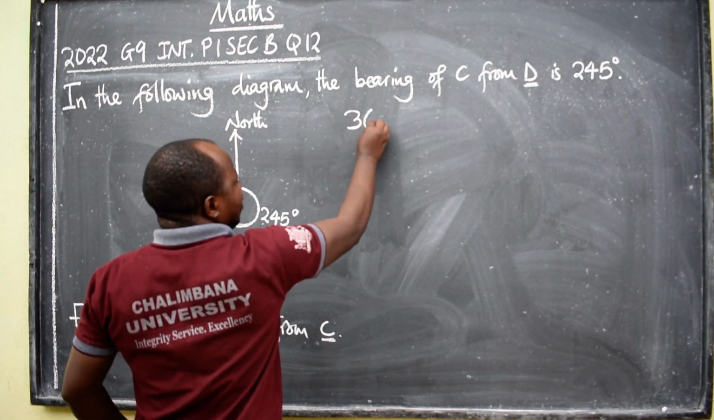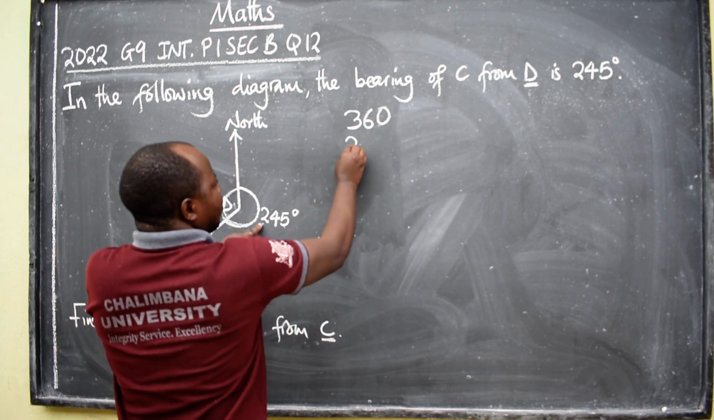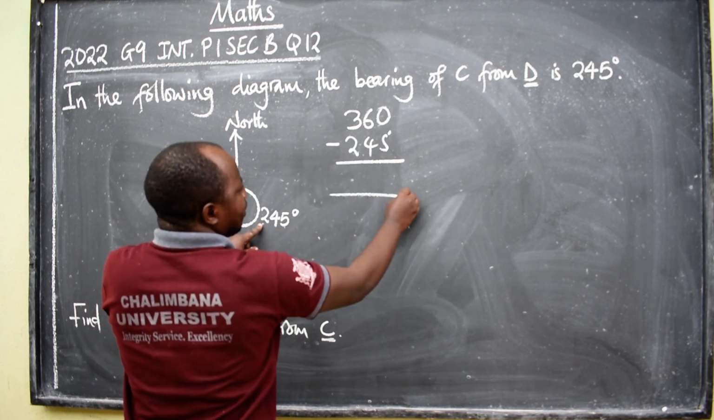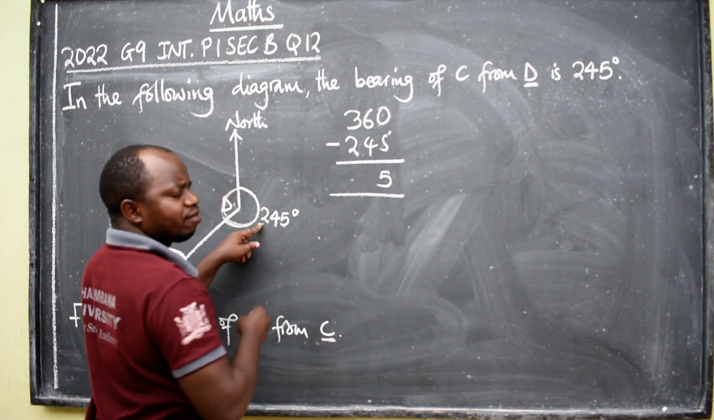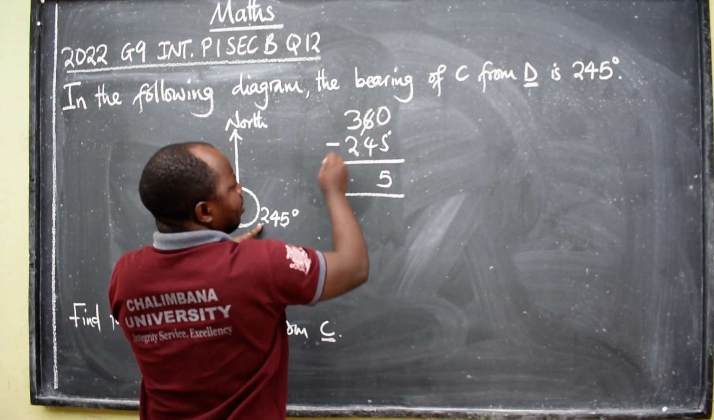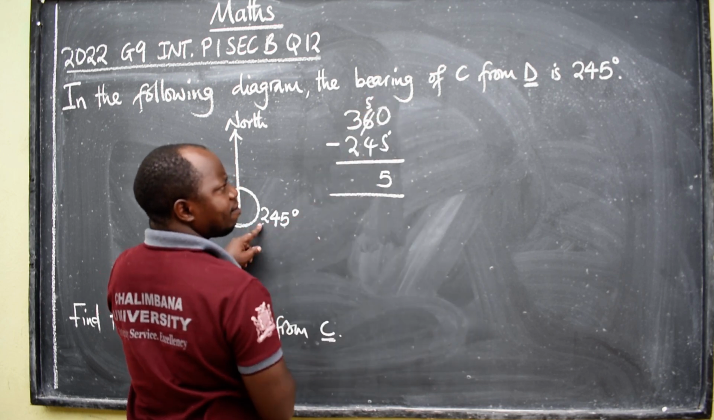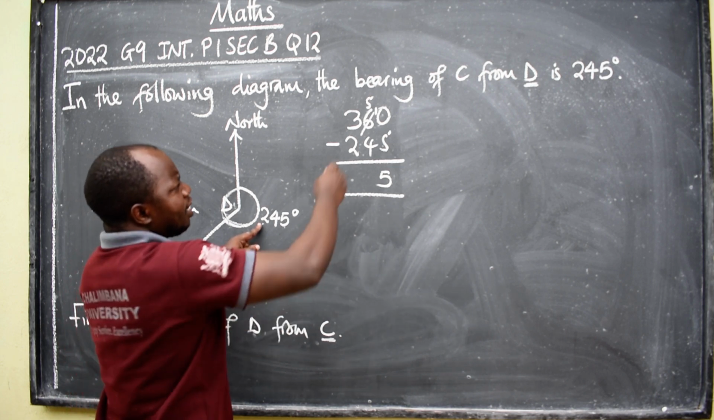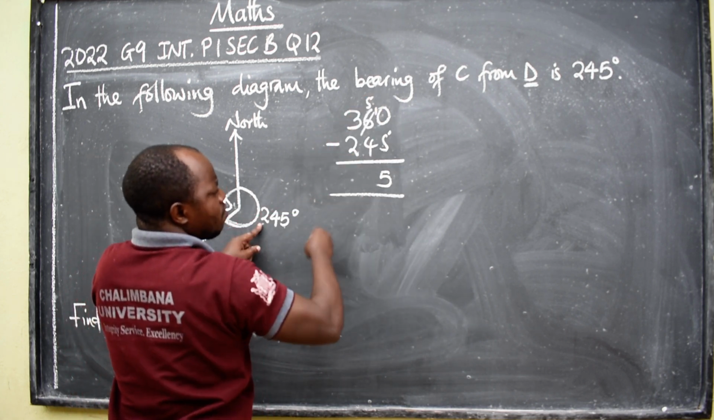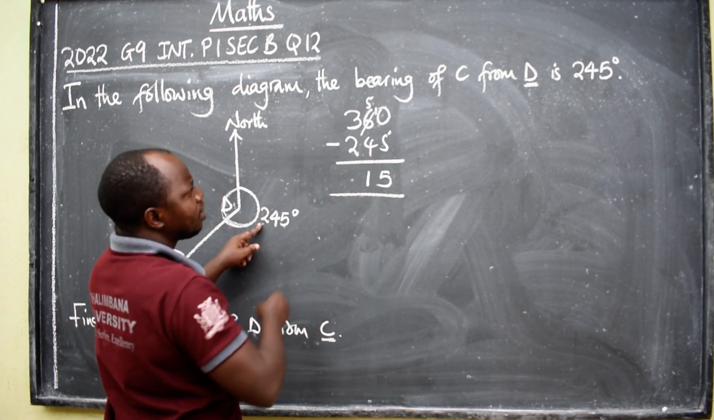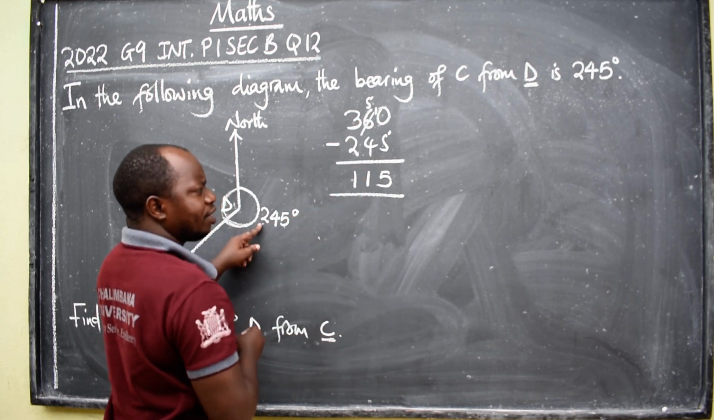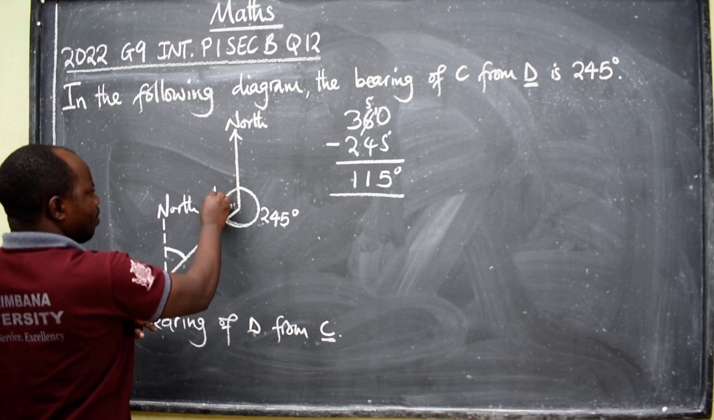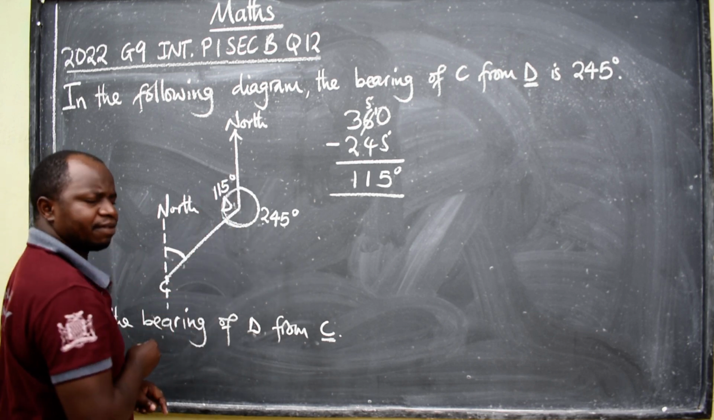So I'm going to say 360, take away 245, like this, minus this will give me 5. Agreed? I'll cancel here. I'll remain with a 5. Remember, this was a 10. 5 take away 4 to give me 1. Here it will give me 1. So I've got 115. So this angle here is 115 degrees.